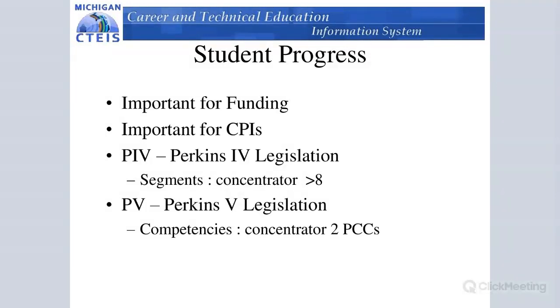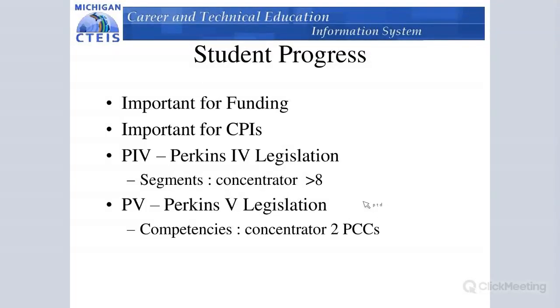Based on that, determining how many segments a student has over the course of time, we can kind of chart their progress through the program. And we have various measurements of that. One is a concentrator, which is important for core performance indicators, which is the federal reporting. And a student becomes a concentrator when they've had 8 or more segments. That should be, I guess, greater than or equal to 8.